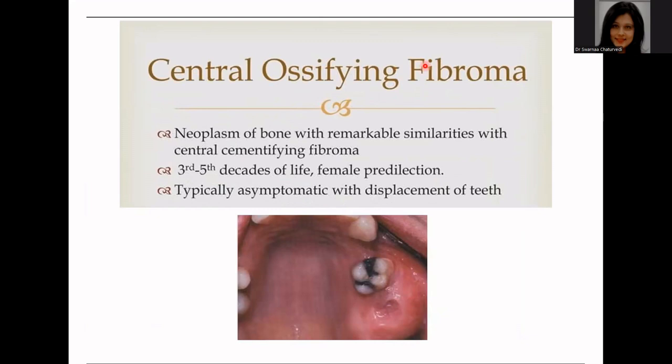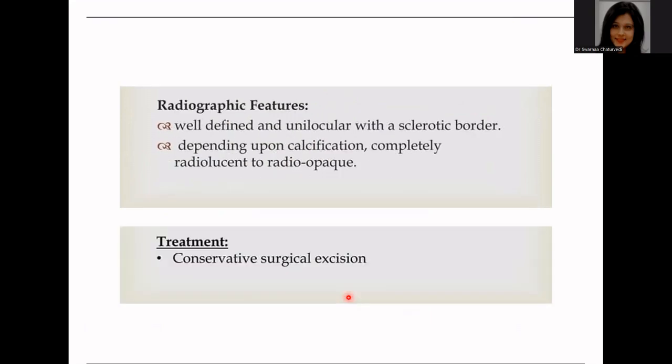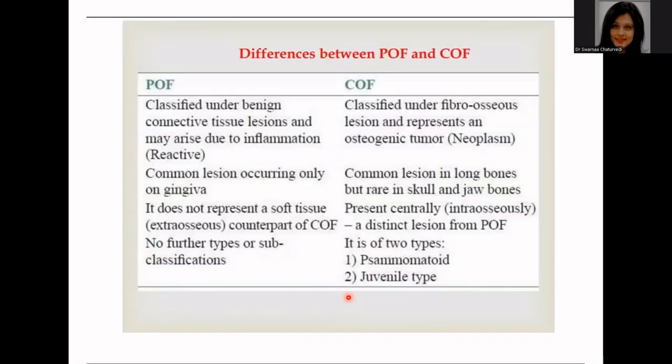The next lesion is central ossifying fibroma. This is a neoplasm of bone with remarkable similarities to central cementifying fibroma. The age is third to fifth decade of life, and female predilection is seen. It is typically asymptomatic. What it shows is displacement of the teeth. Radiographically, there's a well-defined unilocular lesion with a sclerotic border, and depending upon the calcification, it could be completely radiolucent or maybe radiopaque. Based on the calcification, its radiographic appearance varies, and conservative surgical excision is the treatment.